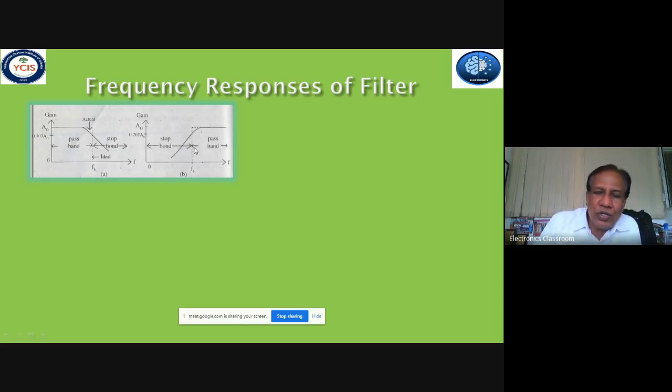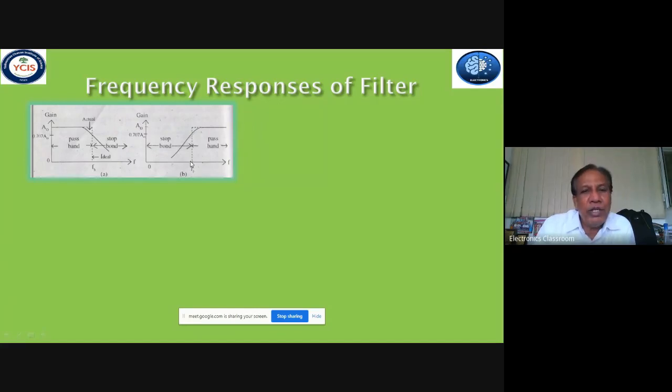For the high pass filter, you can look at this one. There are two responses. This one is the ideal response. In the ideal response, for low frequency from 0 to FC, the output is 0, and at frequency F equal to FC there is an immediate sudden transition of the output from 0 to A0.